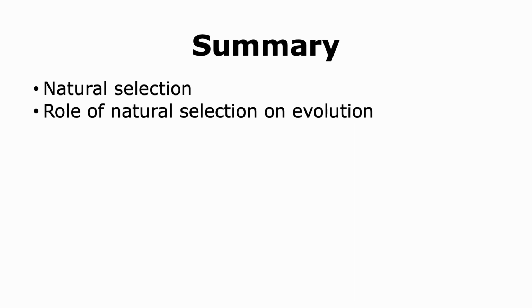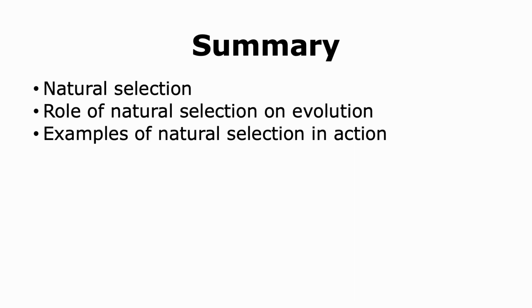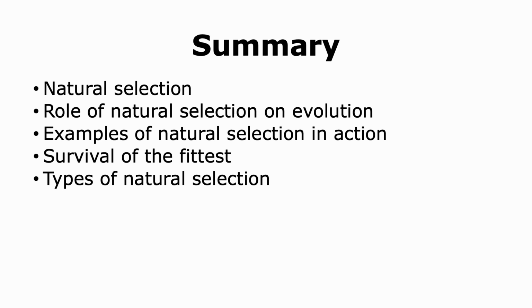With this, we come to the end of our talk where we learned about natural selection and its role in evolution. We looked at examples of natural selection in action and learned about the concept of survival of the fittest. We also saw different types of natural selection and how humans have used artificial selection in order to get plants and animals that are more beneficial to them.